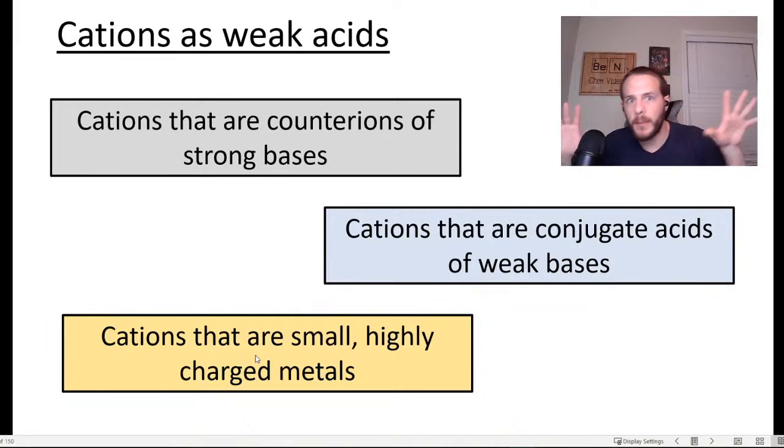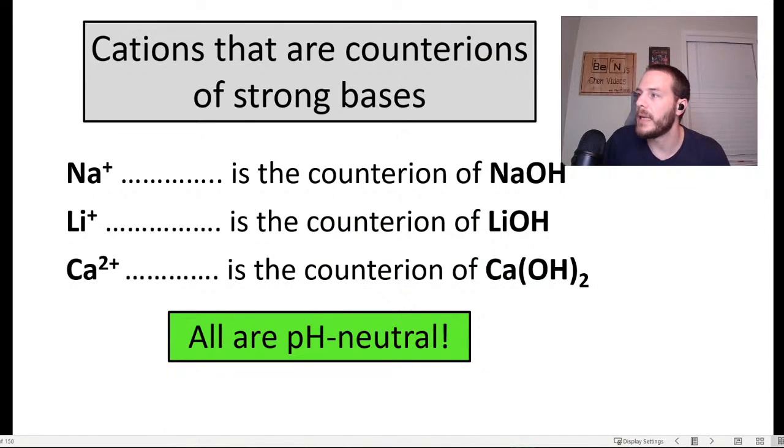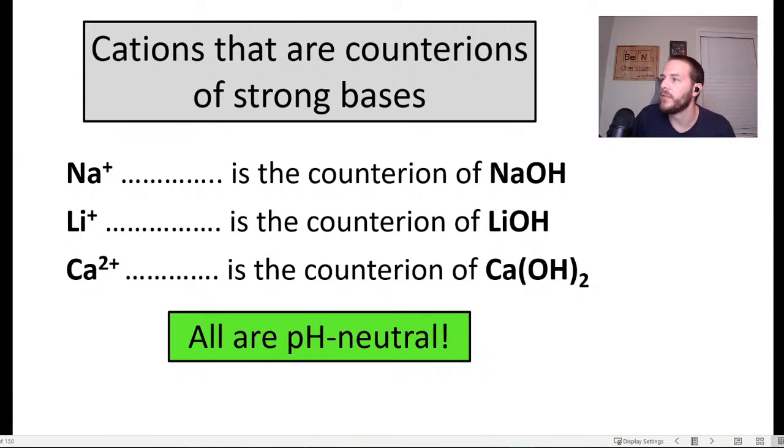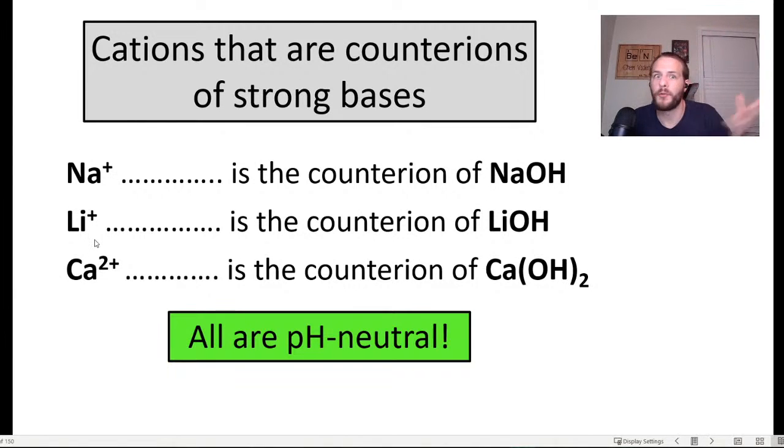So we're going to examine each of these categories individually, starting with cations that are the counter ions of strong bases, right? So if you consider these cations here, sodium ion, lithium ion, calcium ion, what do all of these cations have in common? They are all counter ions of strong bases, right? Sodium ion, that's the counter ion of sodium hydroxide. Lithium ion, that's the counter ion of lithium hydroxide. Calcium ion, that's the counter ion of calcium hydroxide.